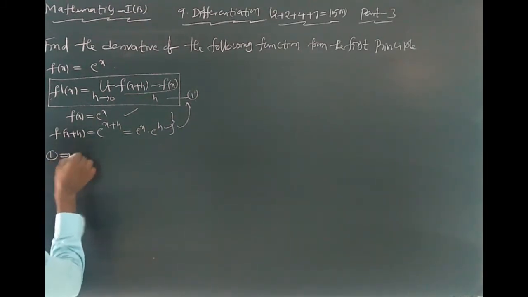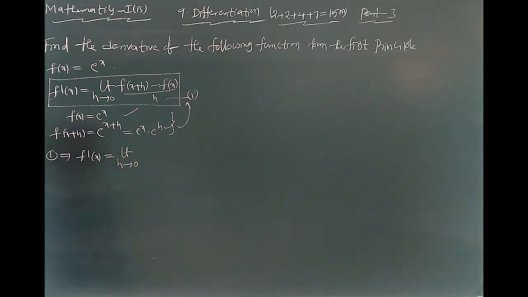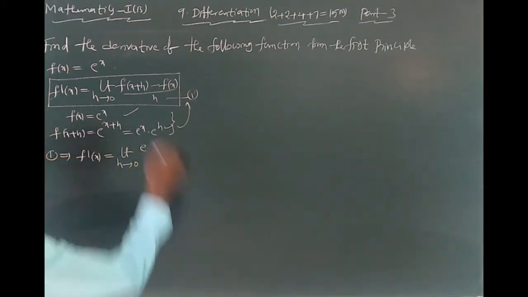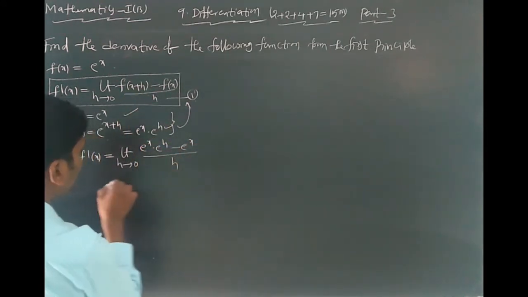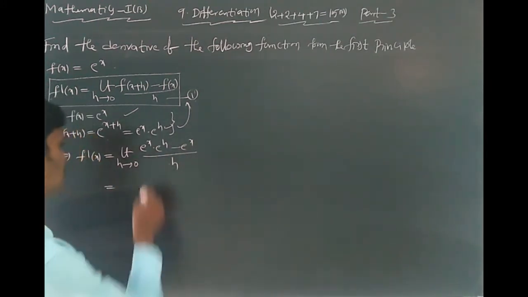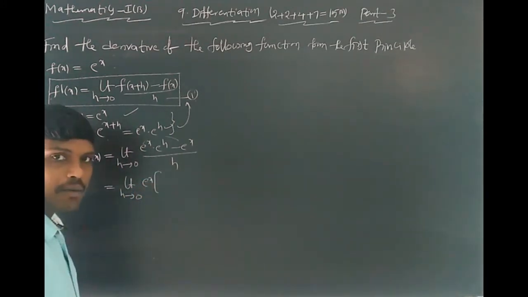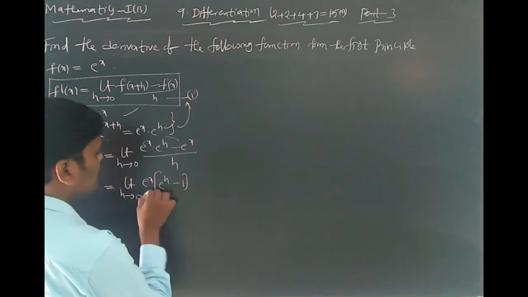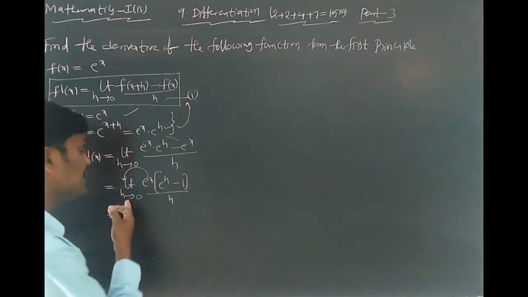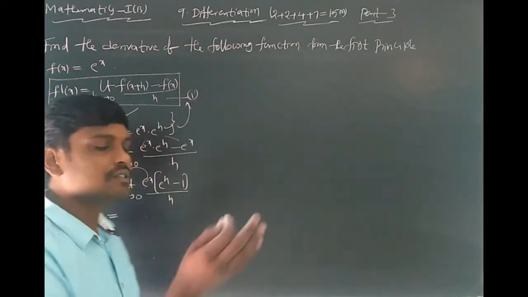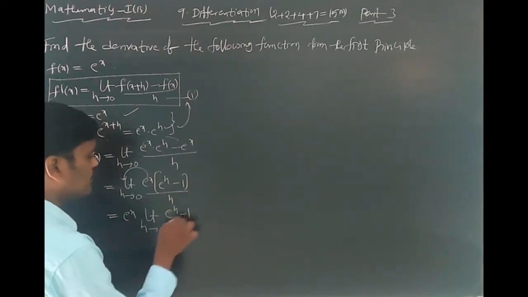These two values substituted in equation 1: f dash x is equal to limit h tends to 0, e power x into e power h minus e power x, all by h. Understood or not, students? In these two terms, which one is common? e power x is common, remaining e power h minus 1 all by h. Here, e power x is constant, because the limit has only h terms. That's why e power x is common, remaining limit h tends to 0, e power h minus 1 by h.